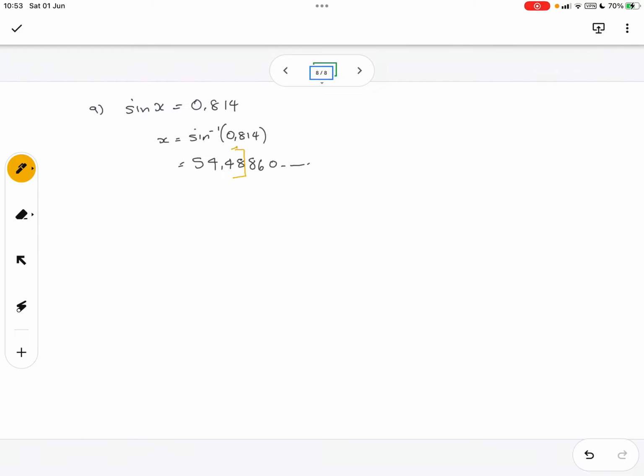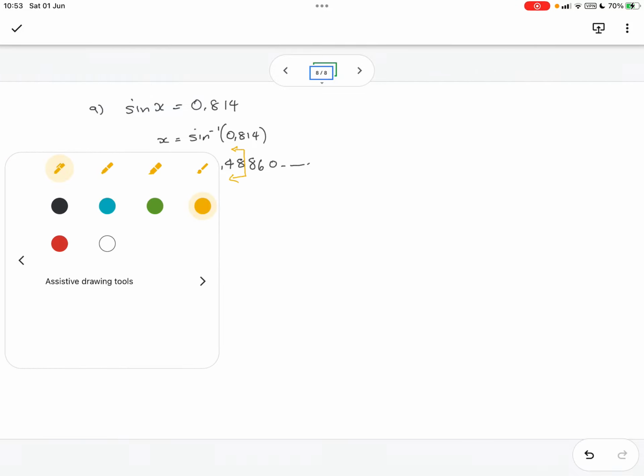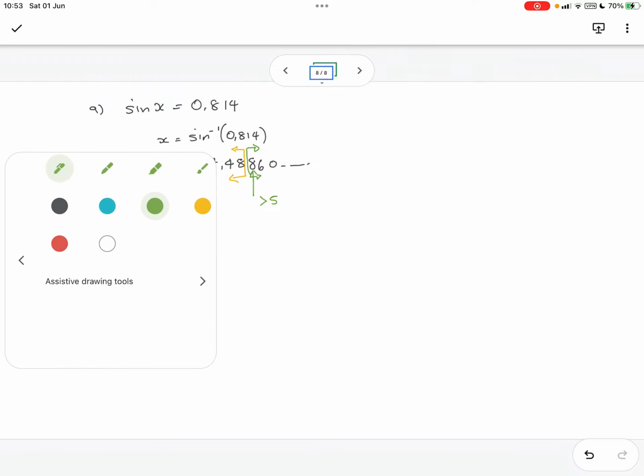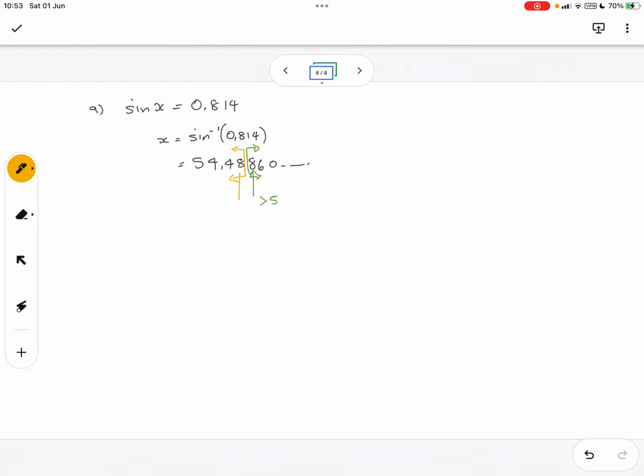So we need to round off and look at this part. When we observe this part, this number is greater than 5. So it tells us that the next number must go up by 1. So what then happens is we round off to 2 decimal places.